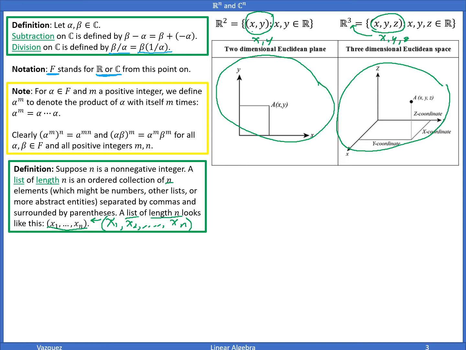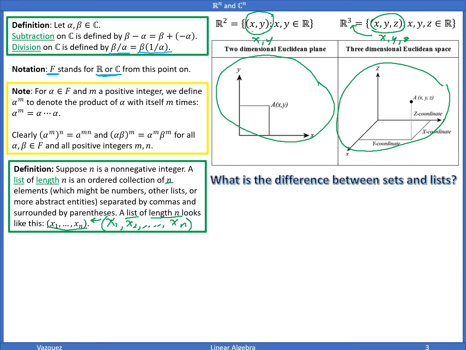So we can have a list of length n, it doesn't really matter, as long as it's a non-negative integer. We can have a list of length 50, or a million, and so on. It doesn't just have to be 2 and 3. But this is what lists are.